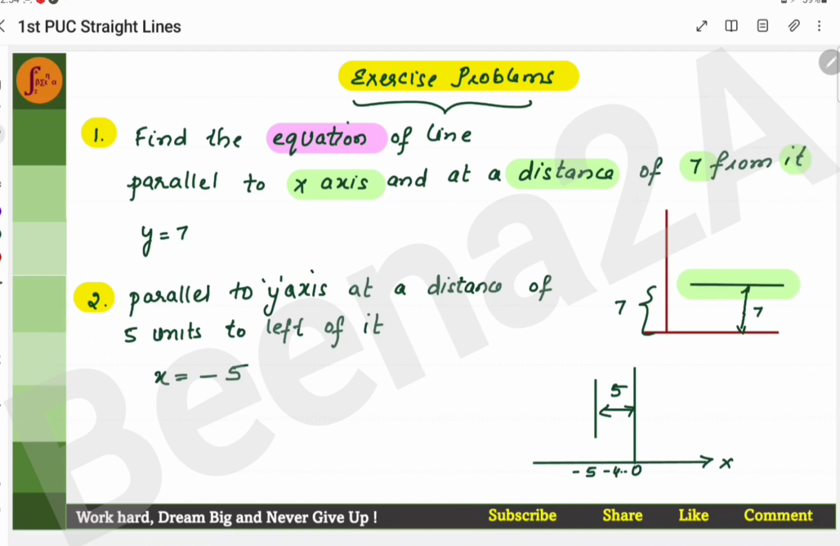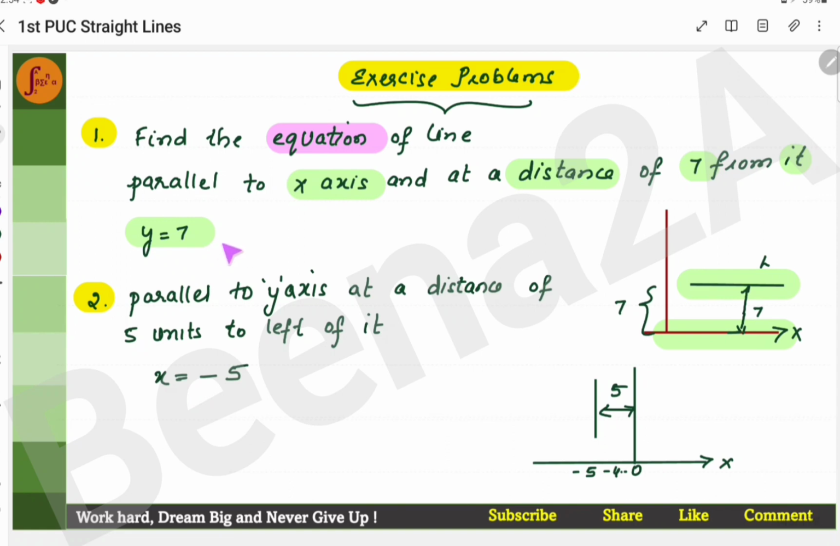Now there is a line. It's parallel to the x-axis, right? This is the x-axis. Parallel to this, there is a line, and it is at a distance of 7 units. So the distance between the x-axis and the line is 7 units. Now what will be the equation? You just have to write y is equal to 7. Y is equal to 7.